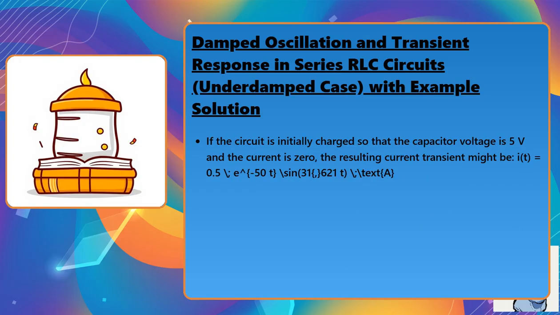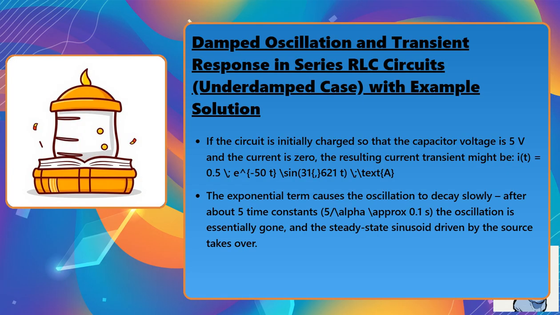If the circuit is initially charged so that the capacitor voltage is 5 volts and the current is 0, the resulting current transient might be i(t) = 0.5 e^(−50t) sin(31,621t) amperes. The exponential term causes the oscillation to decay slowly. After about 5 time constants, 5/α ≈ 0.1 seconds, the oscillation is essentially gone, and the steady-state sinusoid driven by the source takes over.